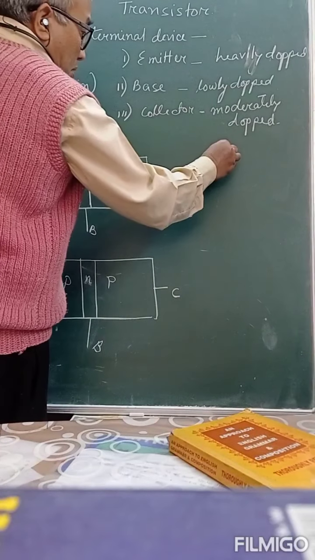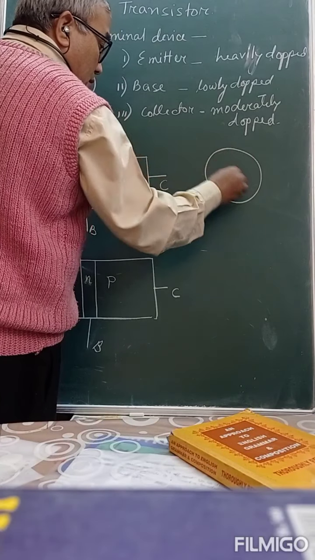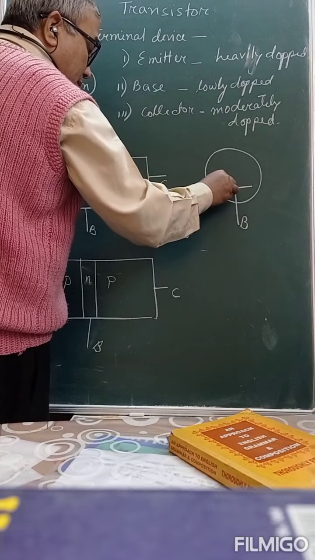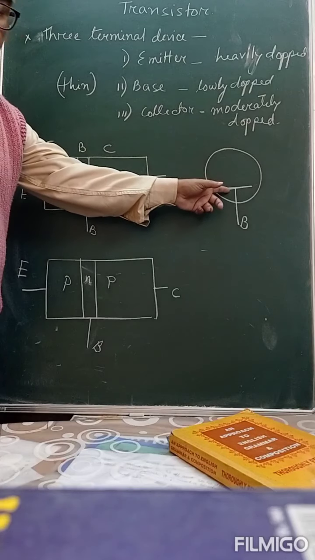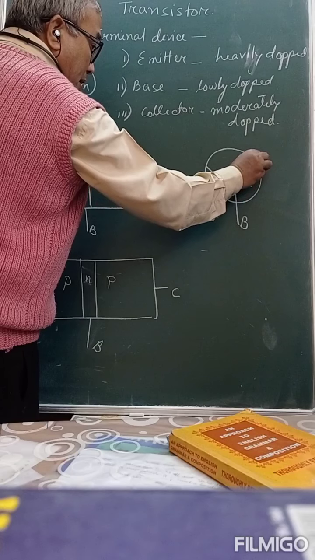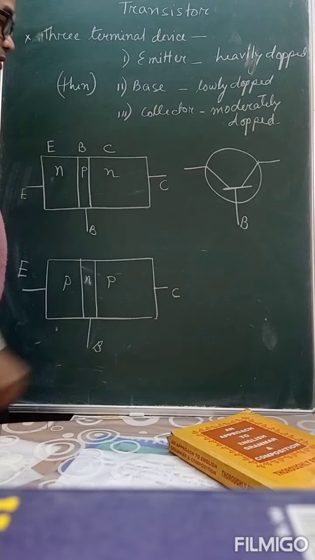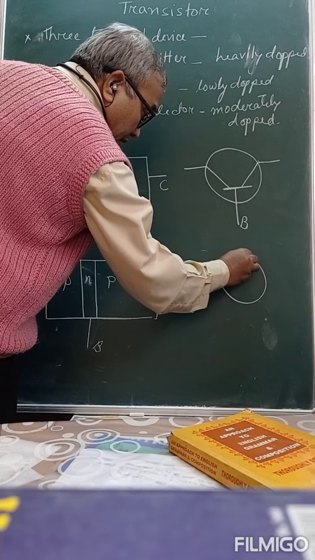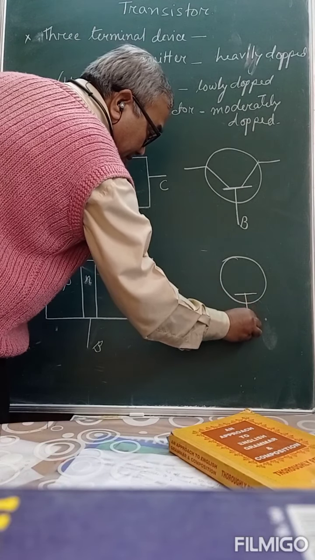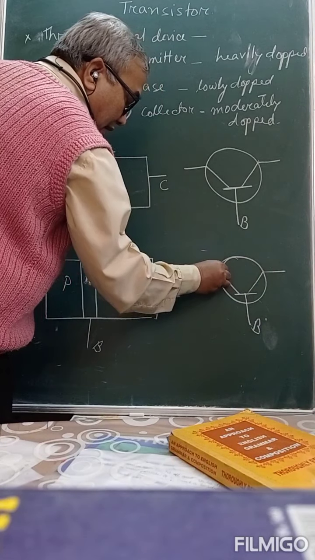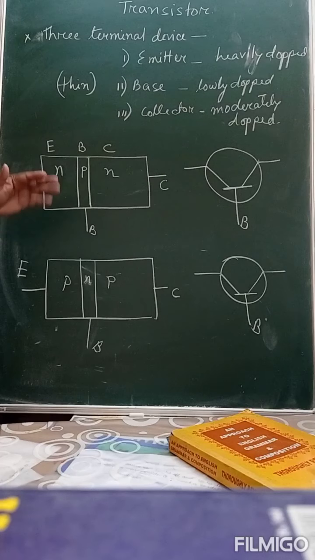Now what is the symbol? So this is the symbol. The base is always written like this. So this is called the base. This is the base, and one of them is emitter and one of them is collector. In the symbol, it is written like this. So this is the base, and two inclined lines are given. One of them is emitter and one of them is collector.